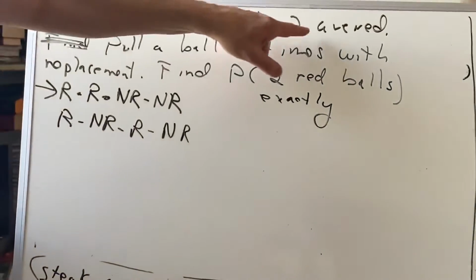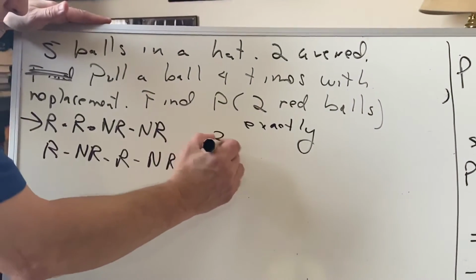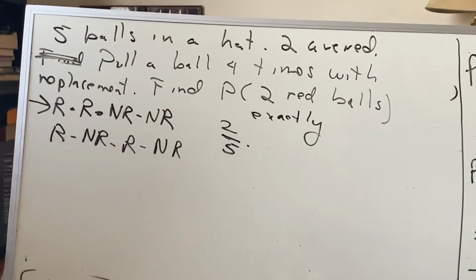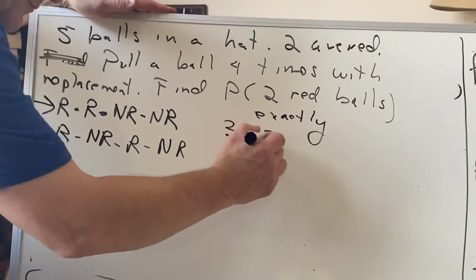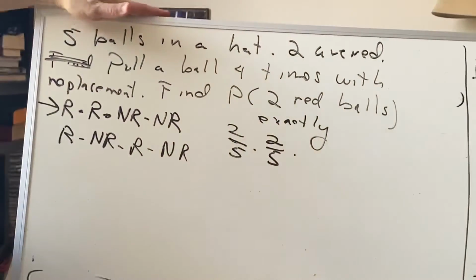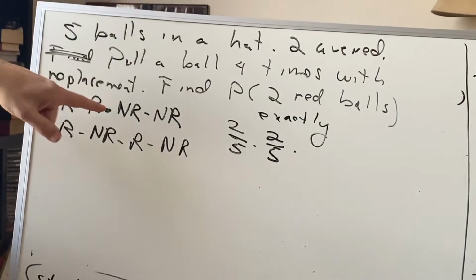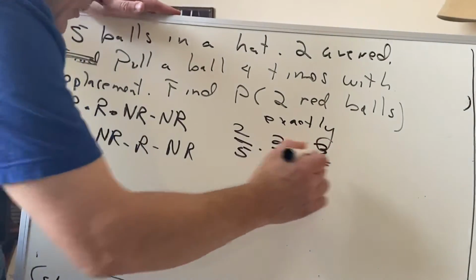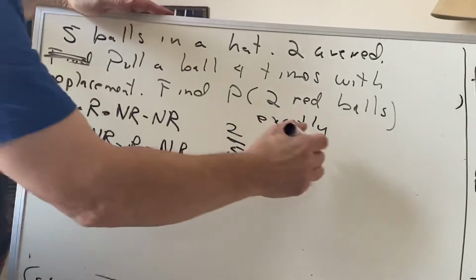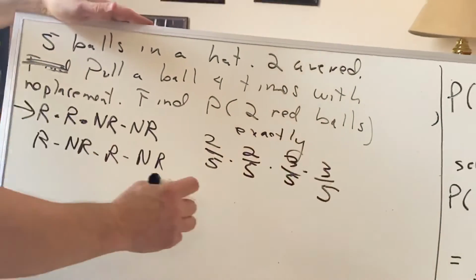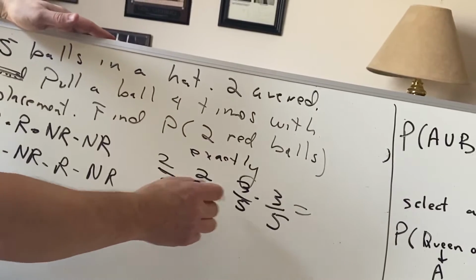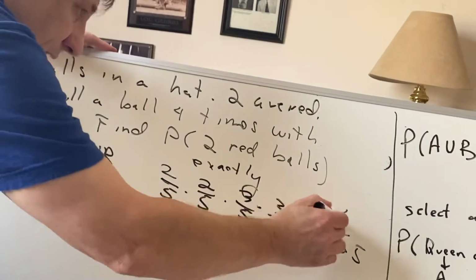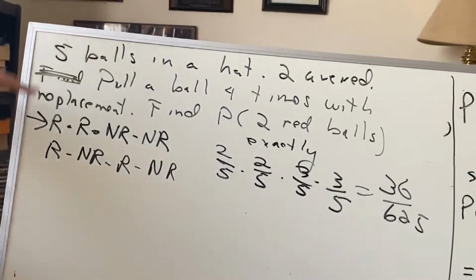Well, what's the probability that the first one is red? That's easy. 2 out of 5. What's the probability that the second one's a red? That's easy. 2 out of 5. Why is it 2 out of 5? Because we are replacing. What's the probability that the third one is non-red? That's easy. It's 3 out of 5. What's the probability that the fourth one is non-red? That's easy. That's 3 out of 5. Let's see here. 25 times 25, the denominator is 625, the numerator is 36. That's the probability of getting red, red, non-red, non-red.